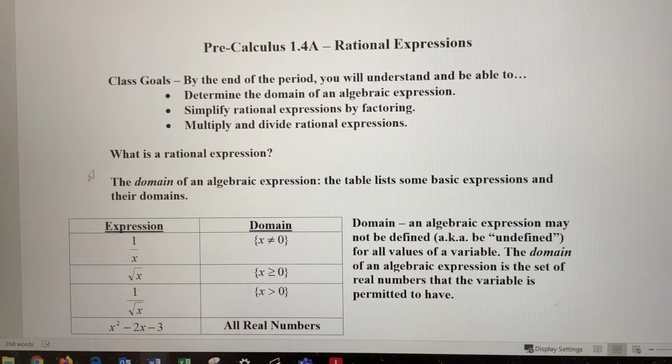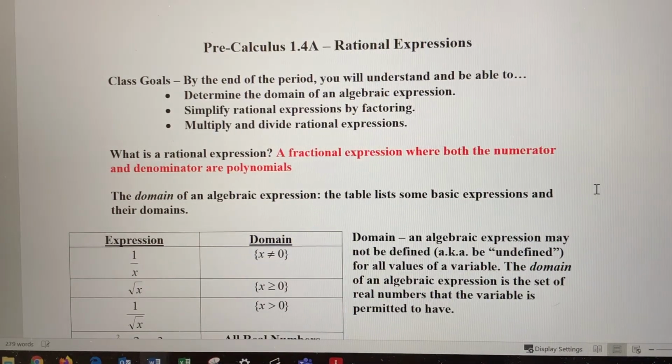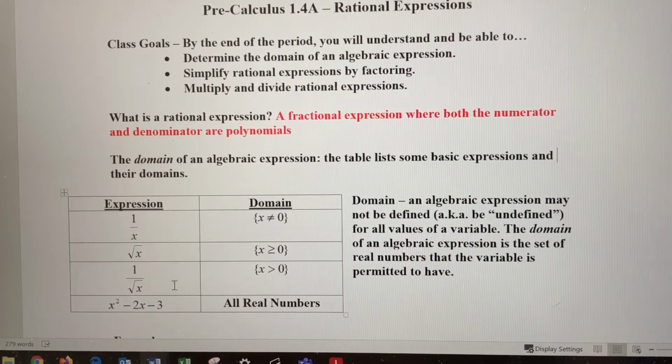So first off, let's define what a rational expression is. All right, it's a fractional expression where both the numerator and the denominator are polynomials, okay? So you can see some examples here. Constants like 1 are considered polynomials. So if the numerator is 1, that still means we've got a rational expression. If the denominator is 1, like in this case, this would not be considered a rational expression. This is considered a polynomial expression with a denominator of 1, okay?